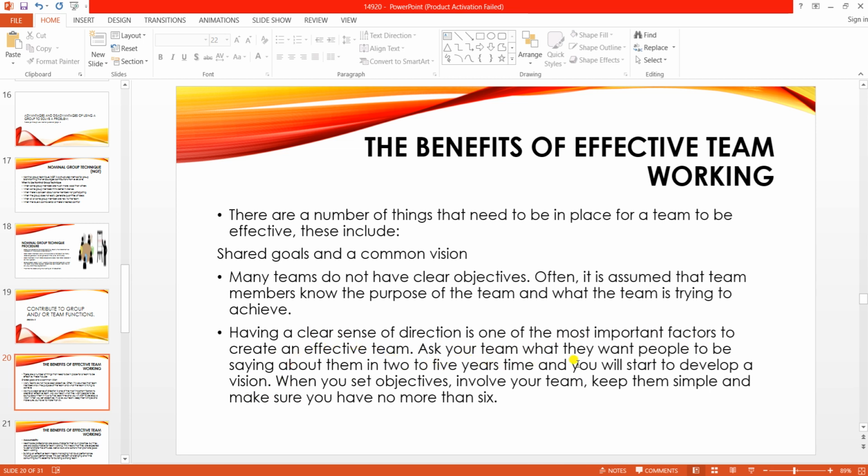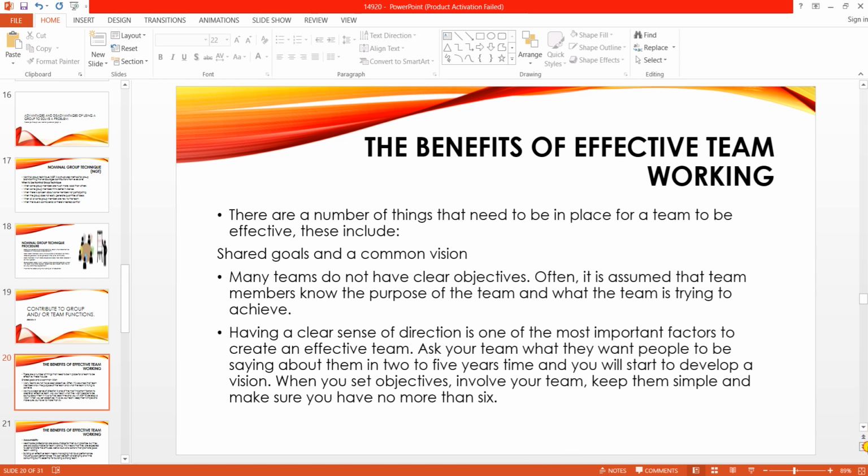You need to ask your team what they want people to be saying about them in 2 to 5 years' time, and you will start to develop a vision. When you set objectives, you need to involve your team, keep them simple, and make sure you have no more than six. You also need to continuously share these objectives with the team so that they know and understand what is needed from them. It also assists them in having a common vision in terms of what they need to do.